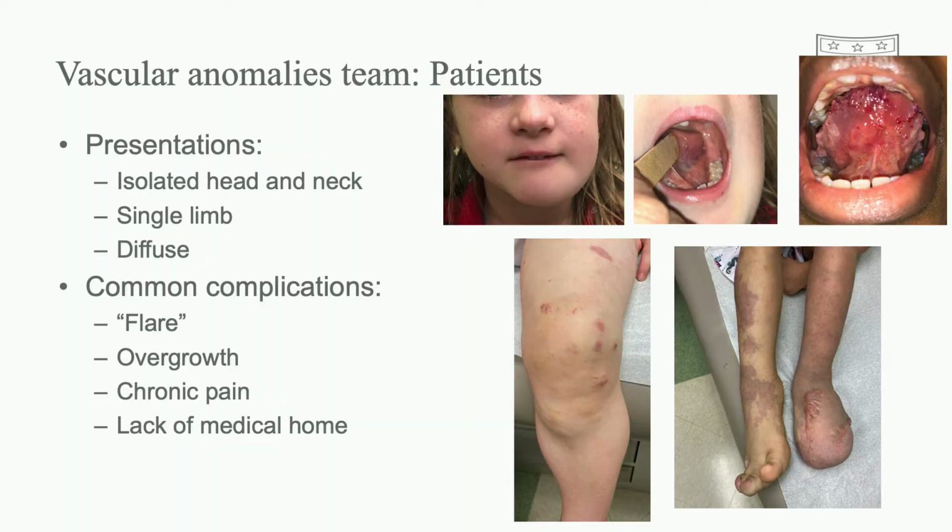And then you can have really diffuse lower extremity involvement. This patient here has a diffuse PIK3CA-related overgrowth spectrum where both of his legs have diffuse hypertrophy of fat, lymphatic vessels, venous malformations, and you can see he had to have a big resection because his foot was about twice the size as the other foot. So these patients can commonly have flares, which are kind of a mix of infections and just inflammatory trapping, overgrowth, chronic pain, especially if they have asymmetric limbs, and just not knowing where to go to get help.